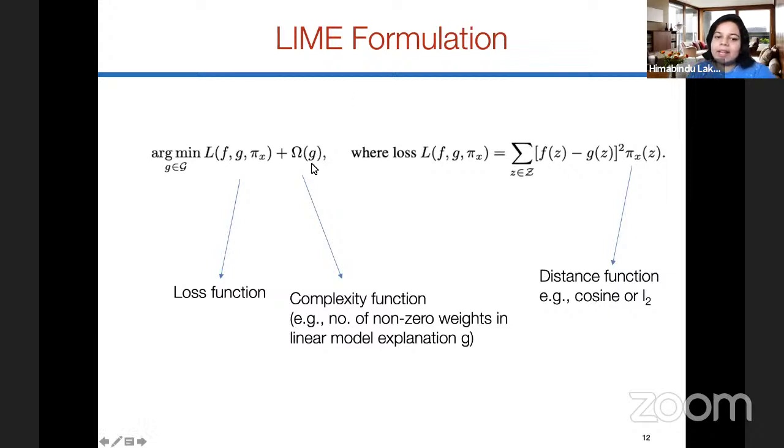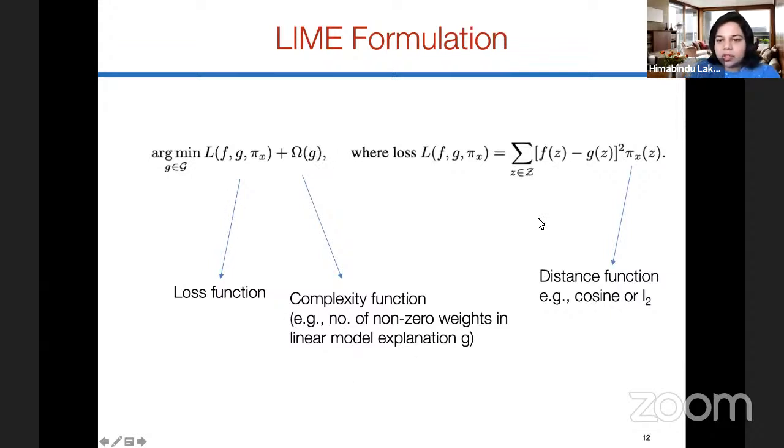So for example, in case of linear models, we can think of it as the number of non-zero weights in the linear model explanation. So the fewer the number of non-zero weights in the linear model's feature coefficient vector, the easier it is for us to understand, right? So fewer features with non-zero weights. So that's the goal. Okay, so we are trying to minimize this kind of a metric.